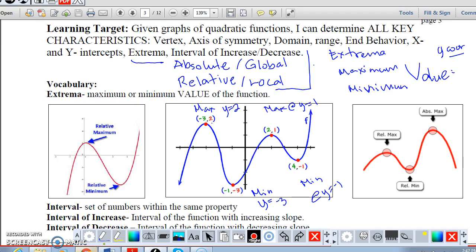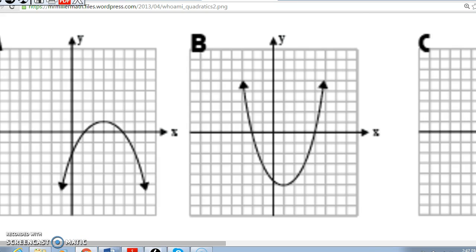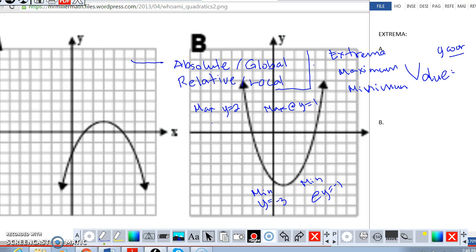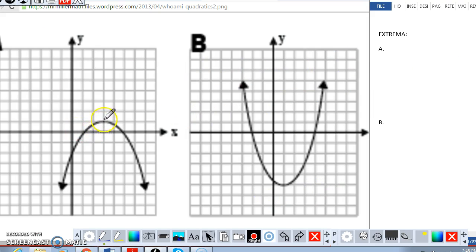Okay, let's practice. We have two graphs here. This is graph A and this is graph B. These are quadratic graphs. For graph A, since this opens downward, we know that this is a maximum right here. We can determine the coordinate of that point. That would be 3 comma 1.